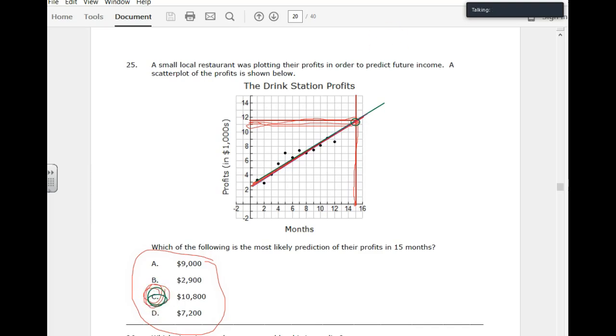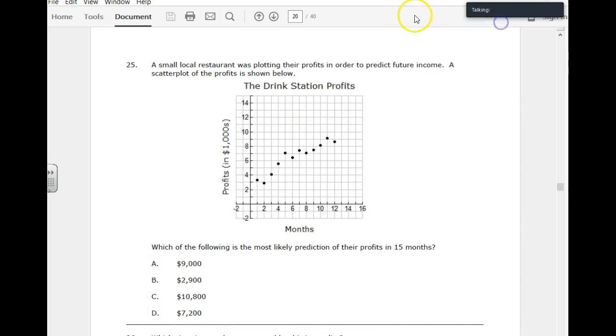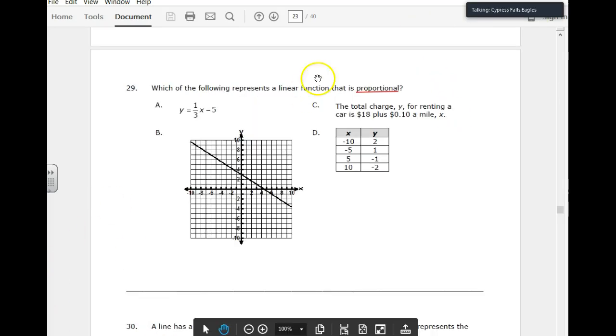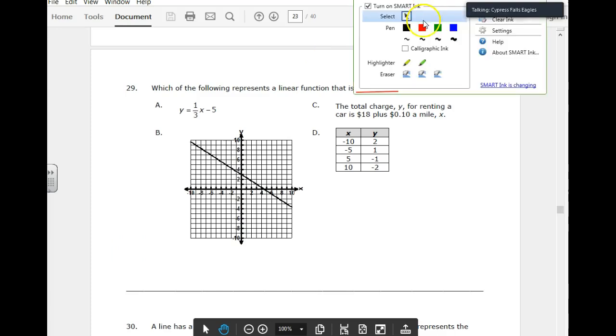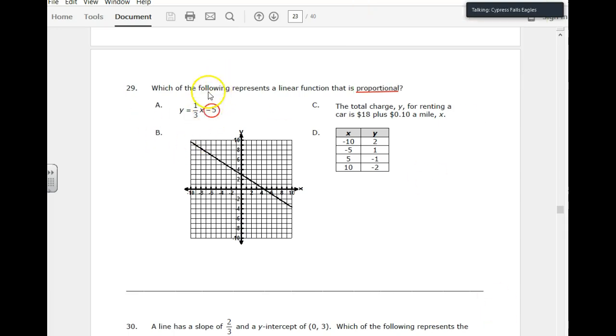So draw a best fit line, and then look at your data into the future according to your best fit line. That word proportional showed up again. Same thing. We do not want a y-intercept. We don't want anything being added or subtracted. We want pure multiplication. That's how you get a proportional relationship. There you go. Bad. Bad. Not A.